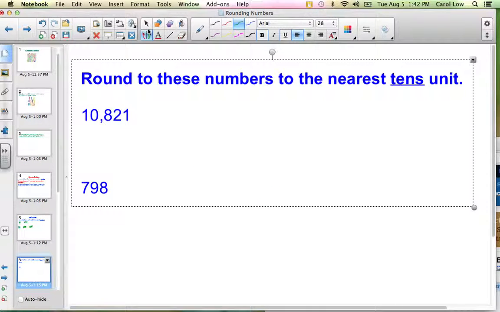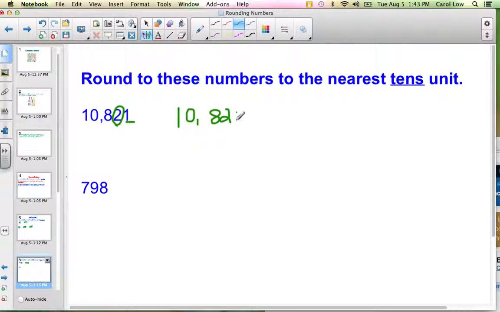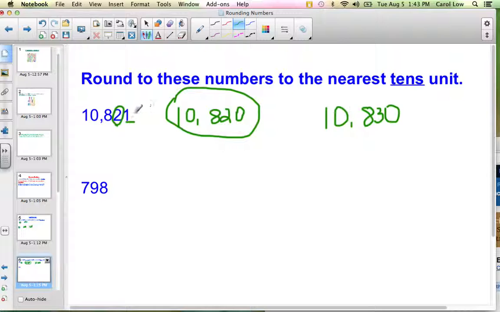Let's look again at a different one. We're going to round these numbers to the nearest tens unit. So here's the 10, and then I look here. So the options are, we could have 10,820, or the other option would be 10,830. And I want you to think a little bit, and I'm just going to be quiet for a second. Which one would you choose? Well, we're rounding to the nearest tens. Everything after that's going to be zeros. So we are going to round it to 10,820 because 1 is less than 5.